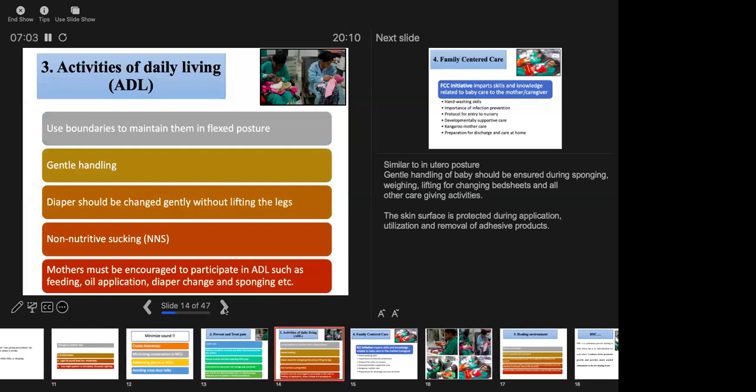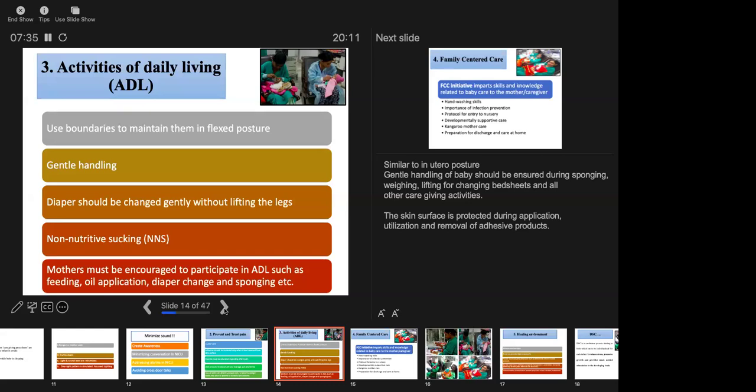The third important component of developmental supportive care is activities of daily living. So these are the routine things which you do in the nursery every day. So first thing is using boundaries to maintain the baby in a flexed posture. In utero, the baby is always in a universal flexion posture. The upper limbs are flexed, the lower limbs also are flexed. So you have to simulate that environment by using a boundary around the baby so that the baby is in a universal flexed posture.